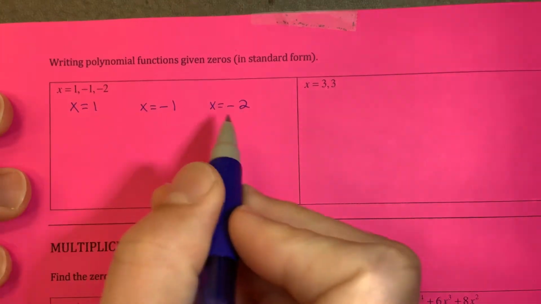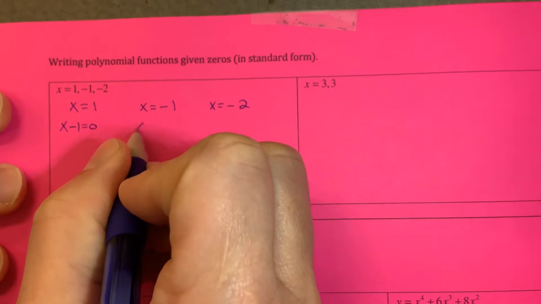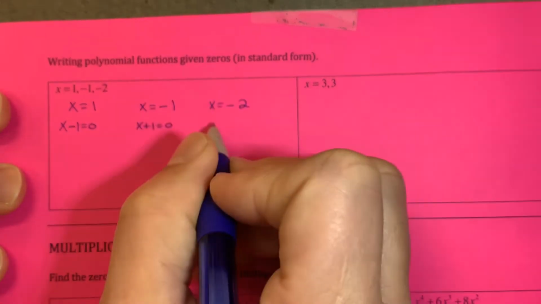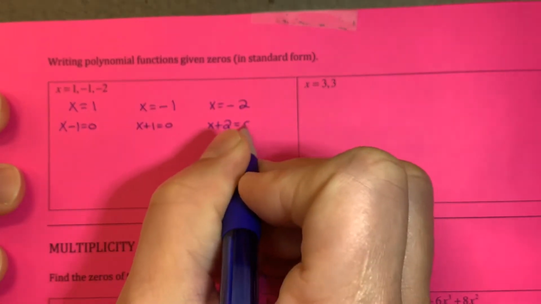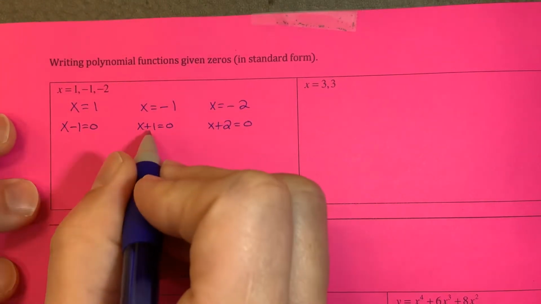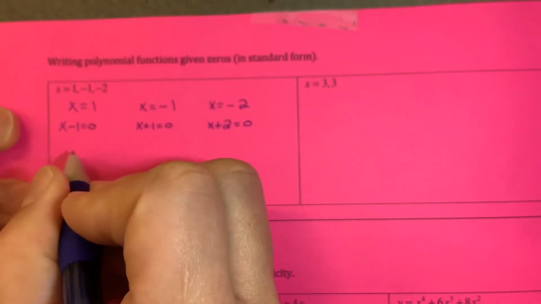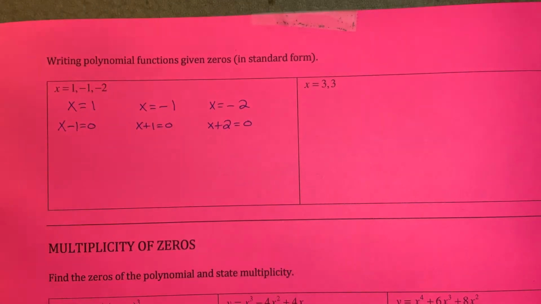When you move these over and you change the signs, you would get x minus 1 equals 0, x plus 1 equals 0, and x plus 2 equals 0, giving you your three expressions of x minus 1, x plus 1, and x plus 2. So here's what we do. We're going to take those three expressions and we're going to go ahead and simplify them. We're going to FOIL, basically just two at a time.